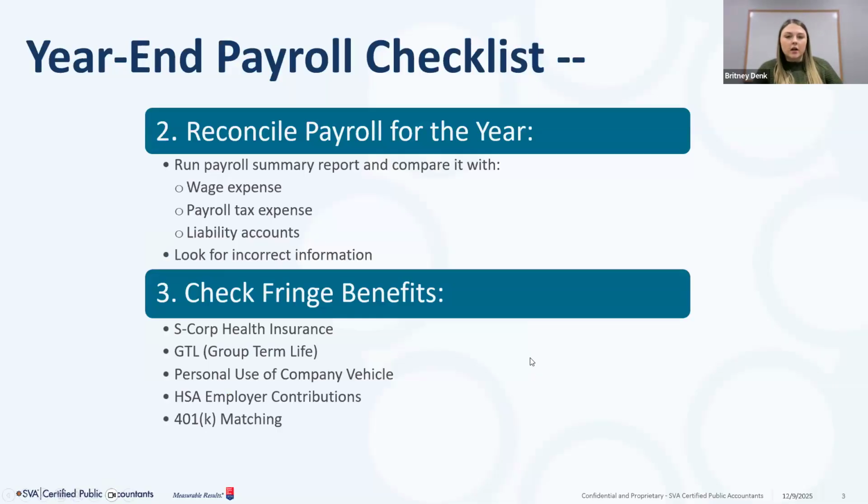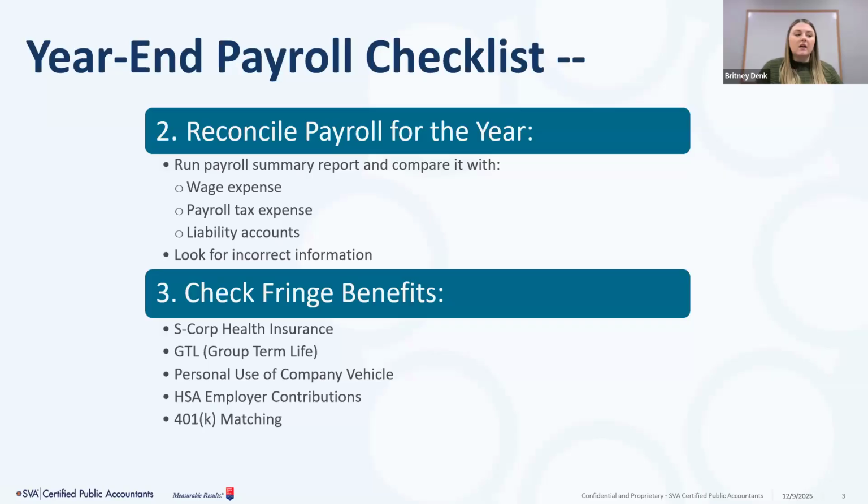So number two on our year-end payroll checklist is you're going to want to reconcile your payroll for the year. So I say reconcile kind of loosely. What I do and what I would recommend you doing is running the payroll summary and comparing it with your wage expense, your payroll tax expense, and your liability accounts on the balance sheet.